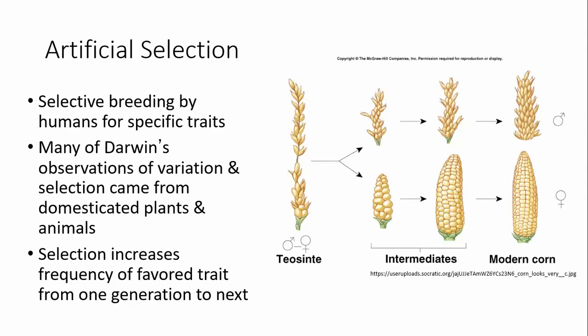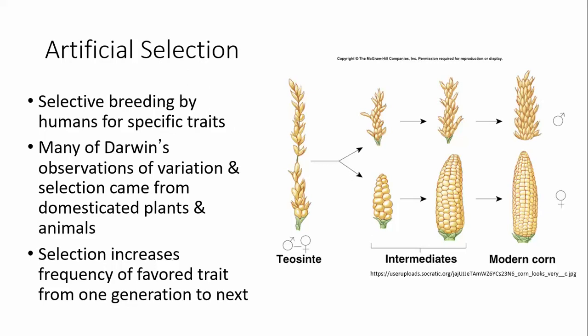Before we get into natural selection, we're going to talk first about artificial selection. The reason we're talking about this is because many of the observations that Charles Darwin made in his landmark book on the origin of species, where he laid out his principles of natural selection and how those led to evolution of species, were first made when he was looking at artificial selection, and that's humans breeding organisms for specific traits. So we've been doing this for thousands of years.